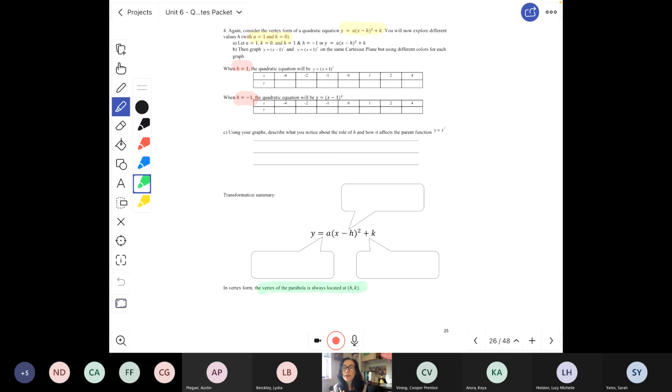So I'd like you to do that now. Populate this, and then we'll discuss the summary. And again, all of this, you really should remember this from when we were working with absolute value functions. So you're doing this now. I'm going to go ahead and let you work on this. I don't think you'll necessarily finish this before the end of class.